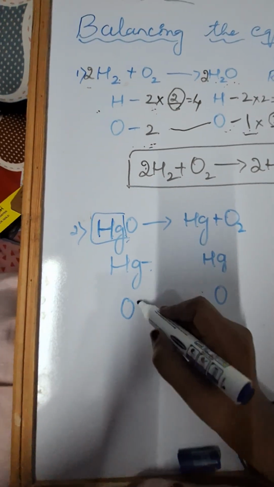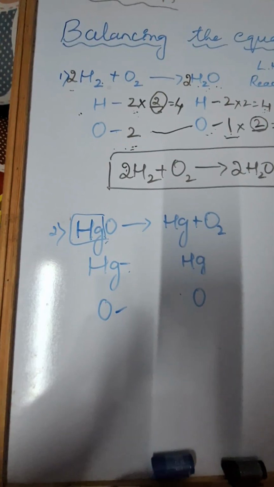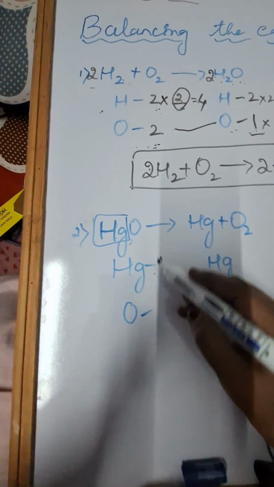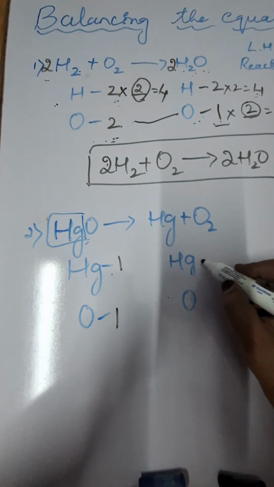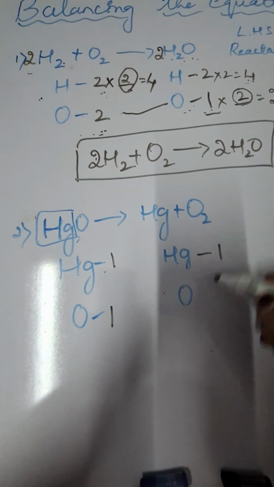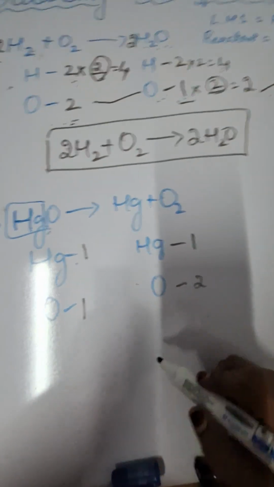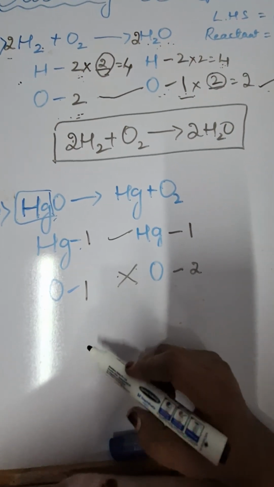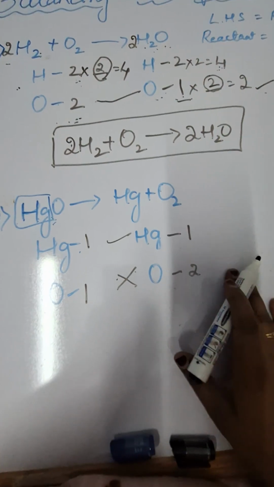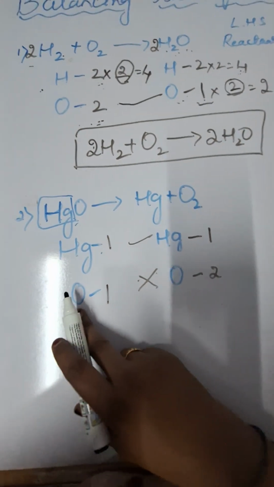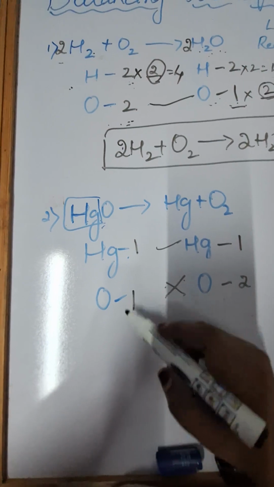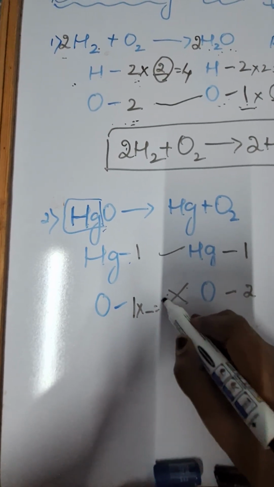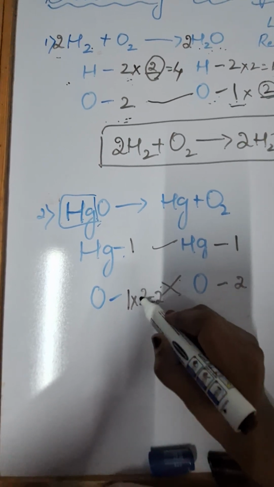Now coming to the number of molecules. How many are present? Hg is 1, O is 1. Now here Hg is 1, O is 2. This side is balanced, whereas this is not balanced. Where is it more? Here. Where is it less? This side. So here we have to do the alteration. Similarly, 1 multiplied by dash equals 2. So what is that? 2.